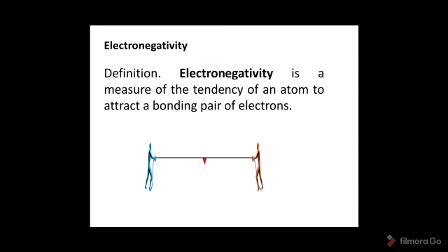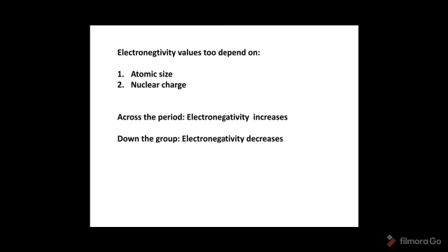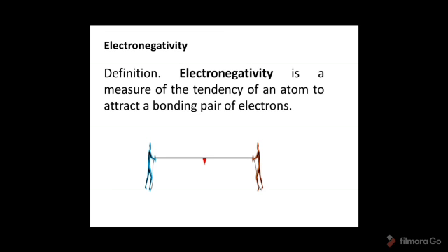What about electronegativity? Electronegativity is a measure of the tendency of an atom to attract a bonding pair of electrons. Electronegativity values also depend on atomic size and nuclear charge. Across the period, electronegativity increases. Down the group, electronegativity decreases. If one of the species participating in the bonding pulls the electrons towards it, that is electronegativity.